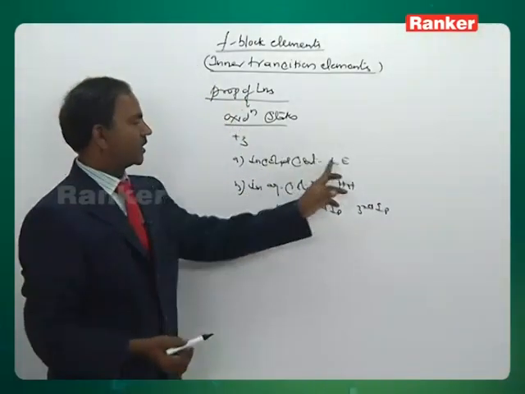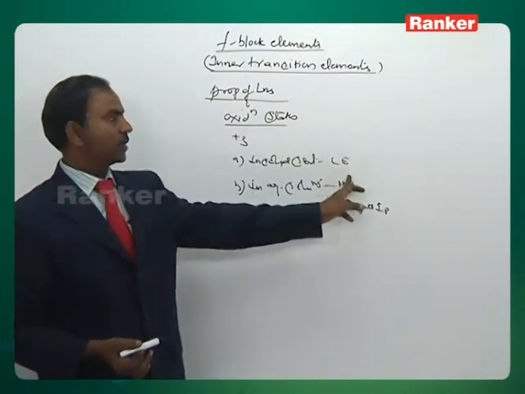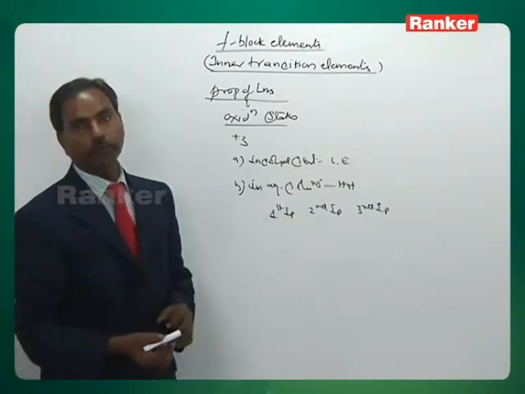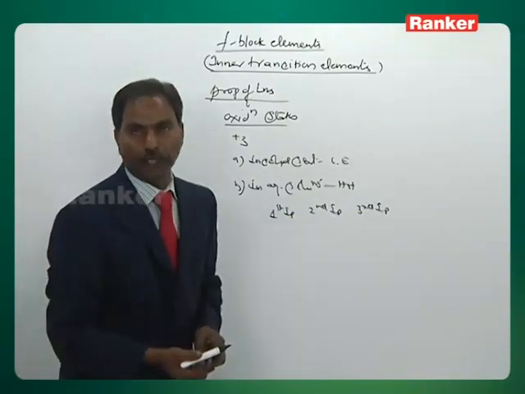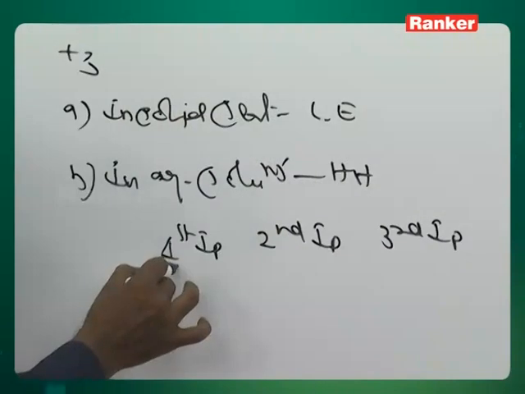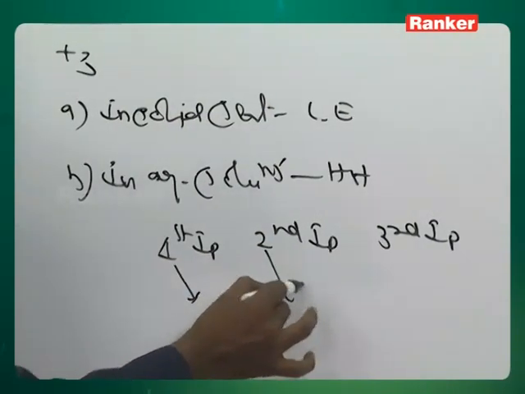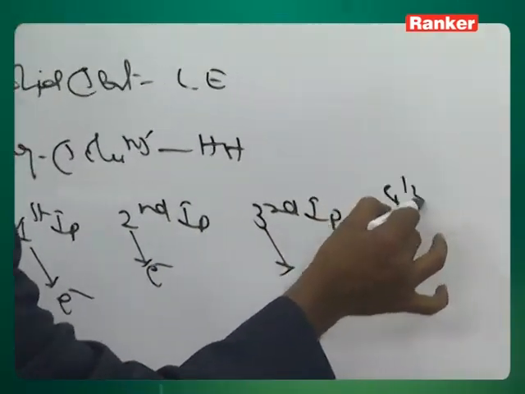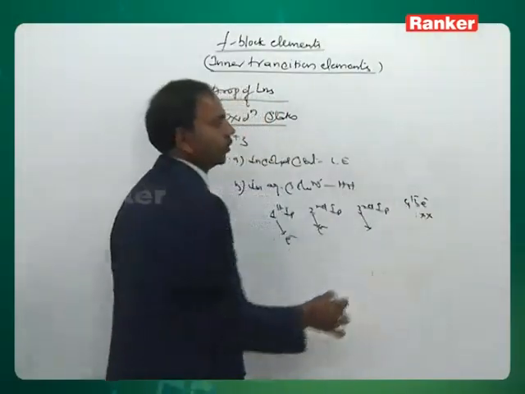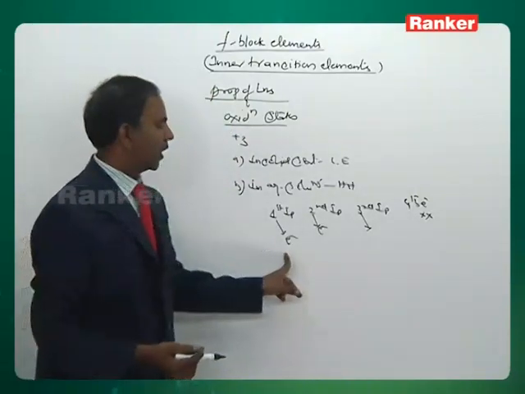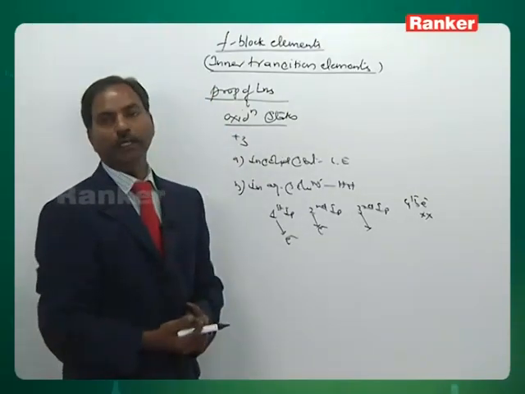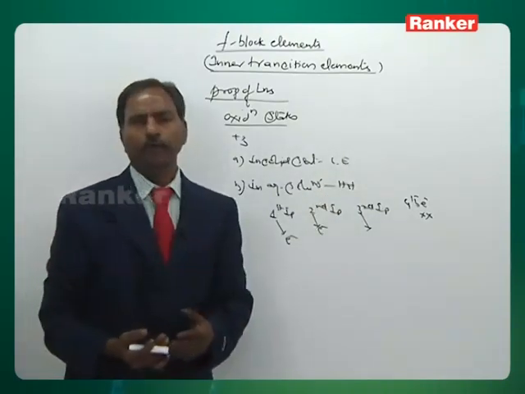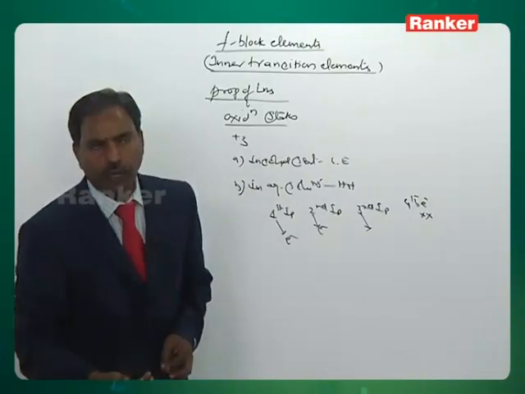So the lattice energies in the solid state, and in aqueous solution the heat of hydration, these two energy values are much more compensating for the first 3 IP values. Therefore, they easily lose the first electron, the second electron, and the third electron, but it is difficult to lose the fourth electron. Therefore, they commonly exhibit what? The +3 oxidation state.